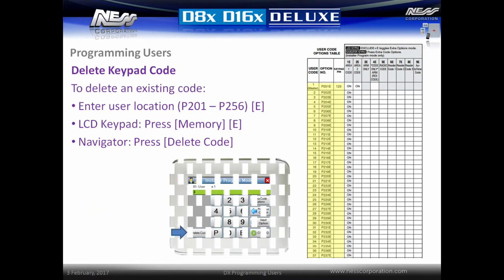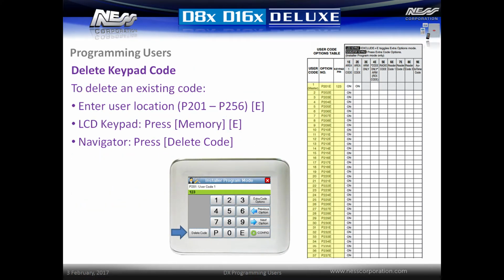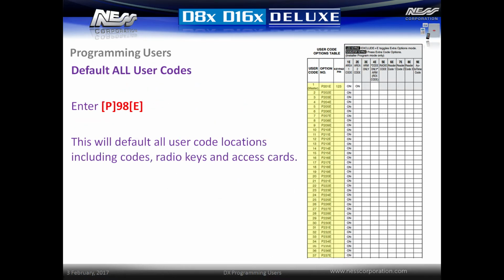To delete a user code, enter the user location and on an LCD keypad, press the memory button followed by E. On navigator keypads, simply press the delete code button. To default all user codes, enter location P98E. This will default all user code locations, including codes, radio keys, and access cards.